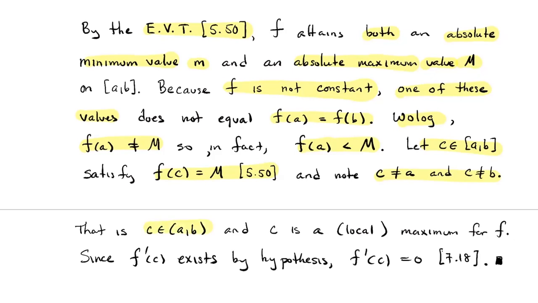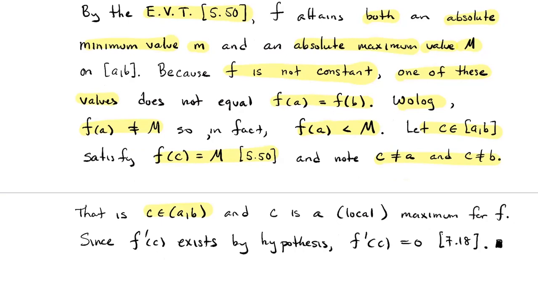I made a big deal about c being an interior point because it's an absolute, and hence local, maximum. We're assuming that f is differentiable on the interior, so f prime of c exists. Our theorem from last time, which the calculus book I showed you called Fermat's theorem, theorem 7.18, says that the derivative has to equal 0 at an interior local extremum. And this global extremum is certainly local. Cool, so that's the proof of Rolle's theorem.